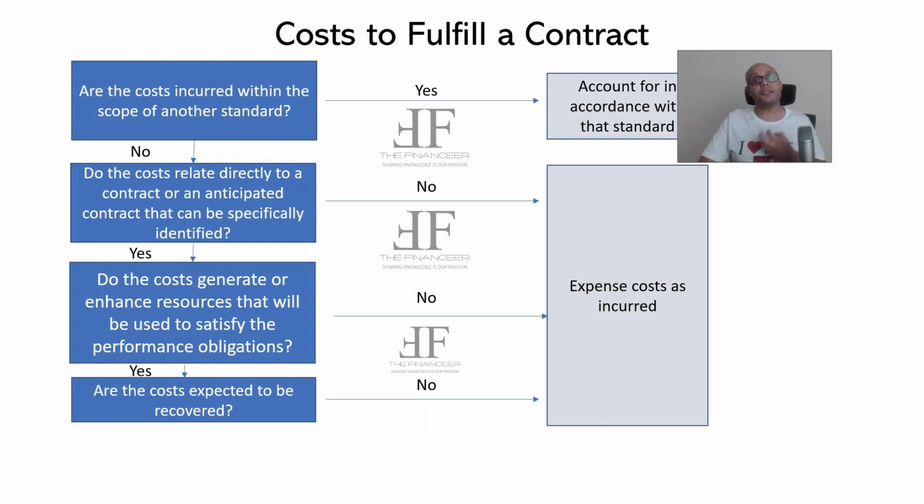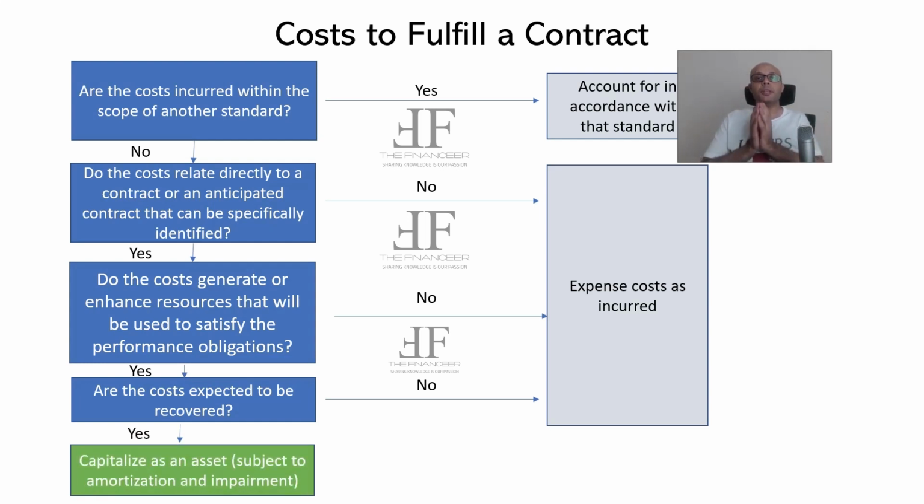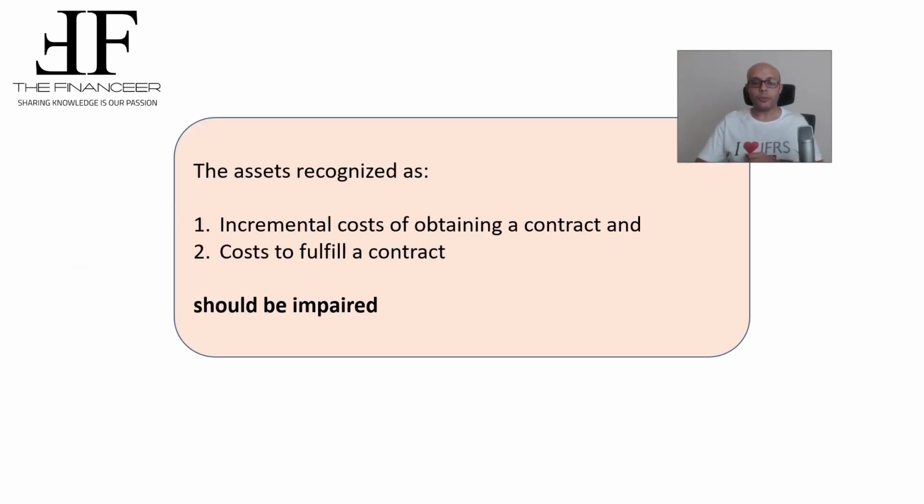But if the answer is yes, we are expecting to recover this cost from the contract revenue, in this case you have to capitalize this cost because it will be cost of fulfilling a contract. And once you capitalize this cost, you have to test for impairment exactly like the incremental cost. So again, IFRS 15 determines two types of cost: incremental cost of obtaining a contract and a cost that can be used to fulfill a contract.